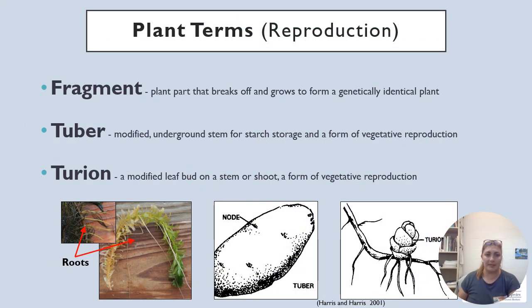So I'm going to start off with some plant terms. This is probably going to be review, as very similar to terrestrial terms, but these are the ones that we use to identify aquatic plants, so these are the important ones to know when it comes to a plant like Hydrilla. So a fragment is a plant part that breaks off and grows to form a genetically identical plant. As I mentioned, this can only be an inch or two long, and it will sprout roots and grow a new plant. Tubers are modified underground stems for starch storage, similar to potatoes.